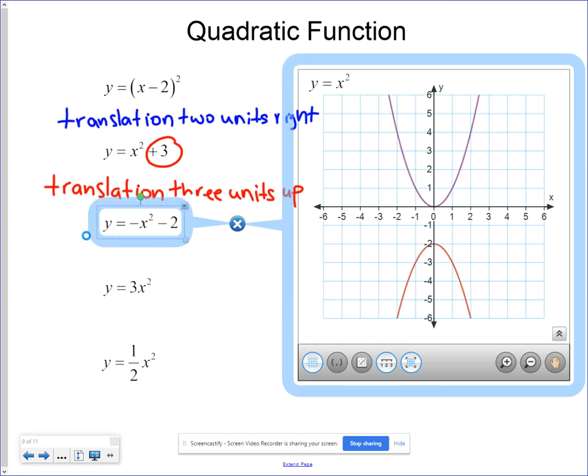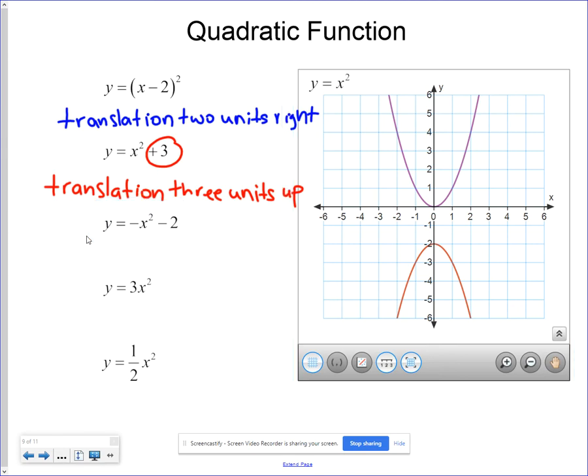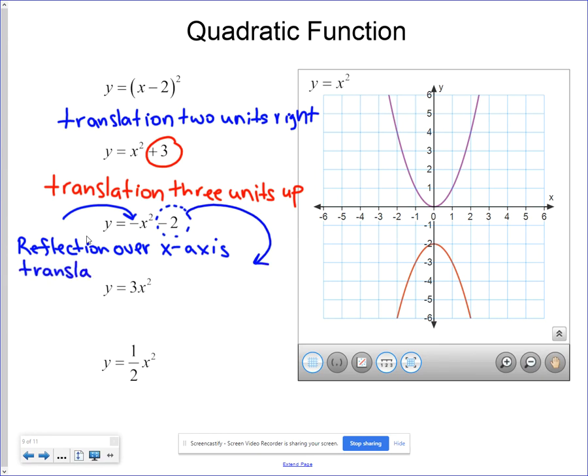So, what did we do? We did a reflection, that negative sign did a reflection over the x-axis, and then the minus 2 translated it. It was a translation 2 units down.